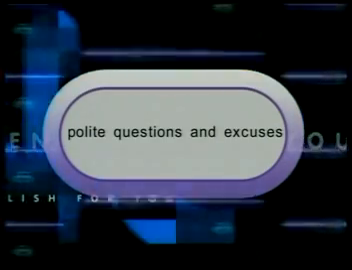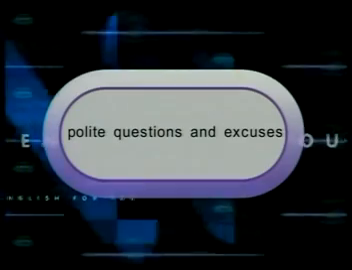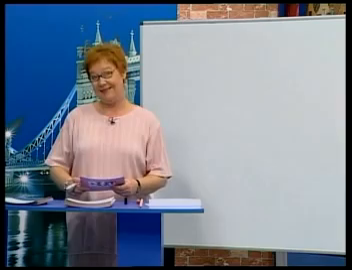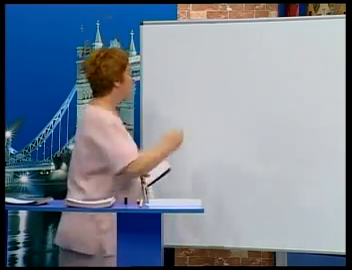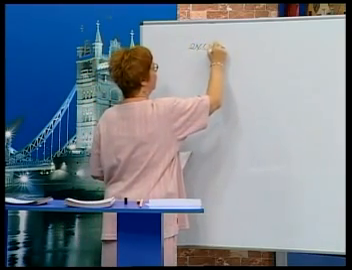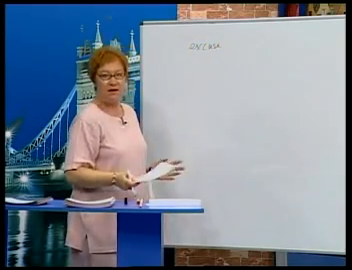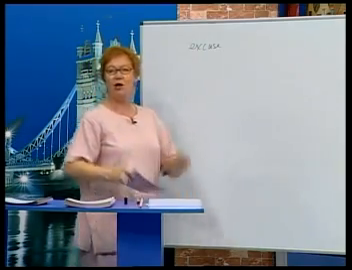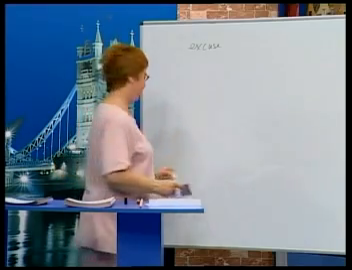Polite questions and excuses. Now, when we refuse an invitation, we just don't say no because people will think we're not polite. So first, we thank the person for asking, and then we usually make an excuse. An excuse is a reason that we can't go. Okay? Now, let's look at some ways to say no politely.